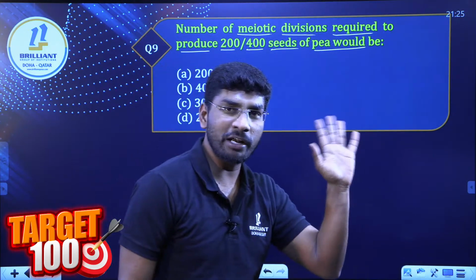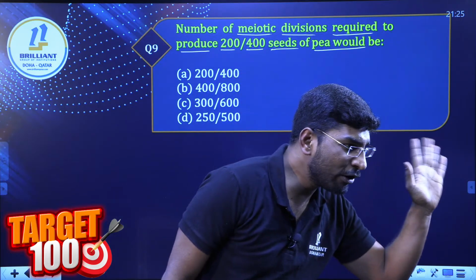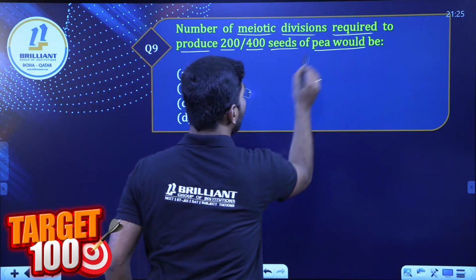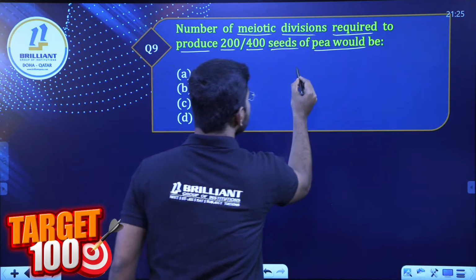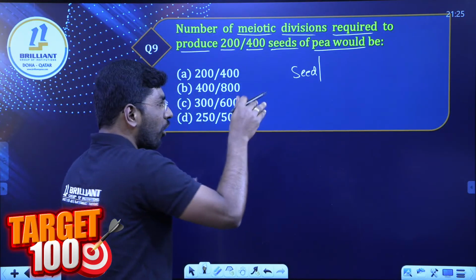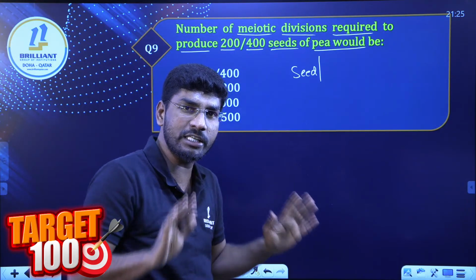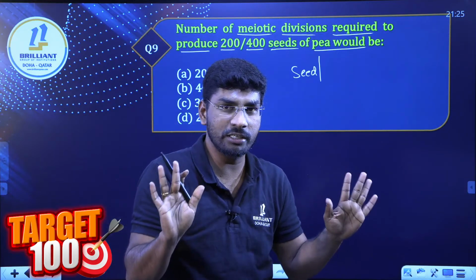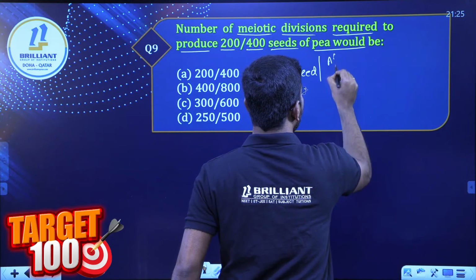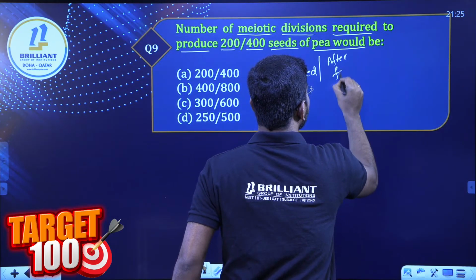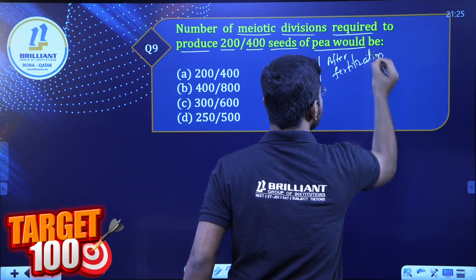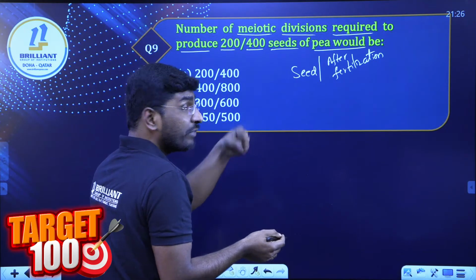I will be silent for a while. Anybody? Any one of you? Look here, 200 seeds. Seeds form after zygote, so after fertilization or before fertilization? After fertilization, yes. So I'm writing here, seed forms after fertilization. Fine. So for fertilization, we need the number of gametes.